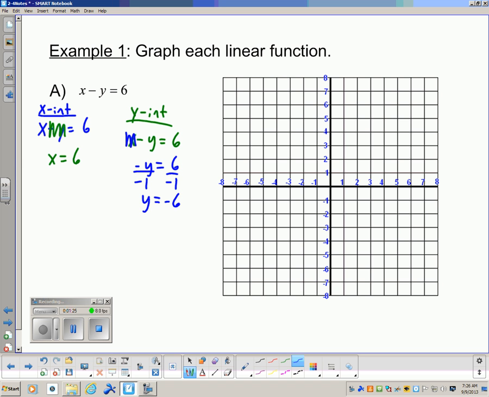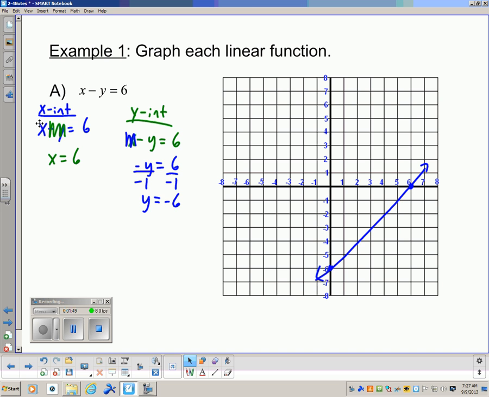So my x-intercept is where it hits the x-axis. So that's that horizontal line. And the y-intercept is where it hits the vertical axis here. So that's down here at negative 6. And then I can simply connect those 2 points. All right, so that's a way that you can graph that linear function using the x and y-intercept.